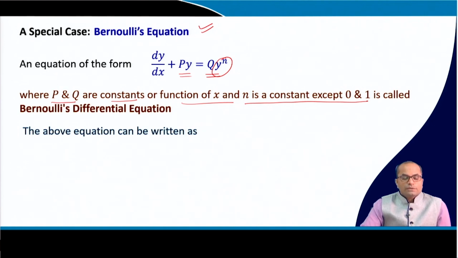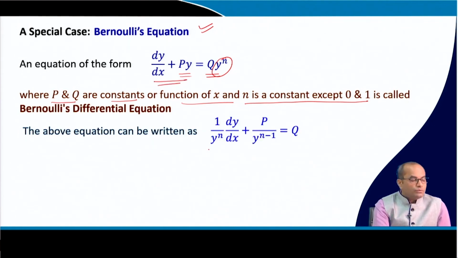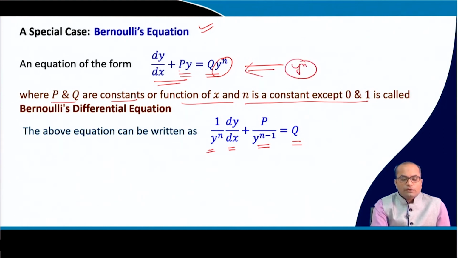How to solve this equation? We can rewrite this equation in this form: 1 over y power n dy over dx plus p over y power n minus 1 is equal to q. So, if we divide this whole equation by y power n, then we get 1 over y power n dy dx plus p divided by y power n minus 1, and then on the right hand side we have this q.